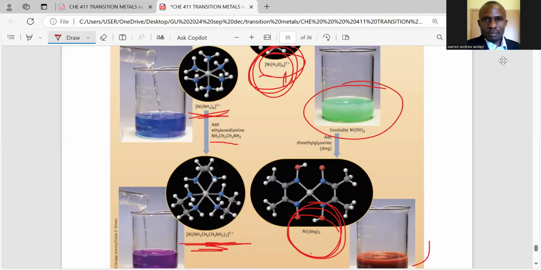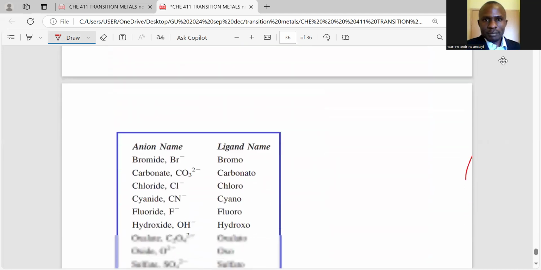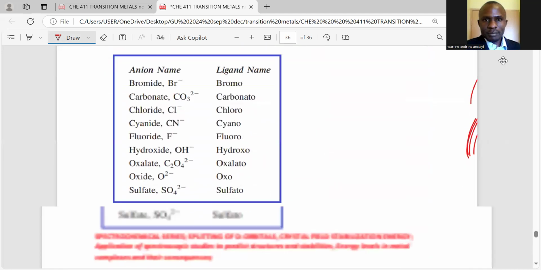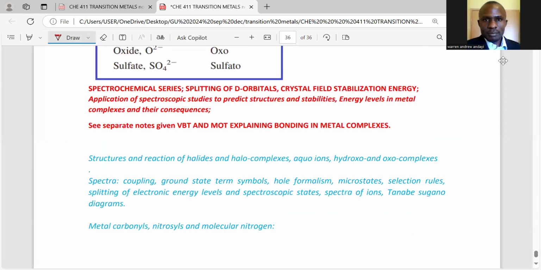You can see I put ammonia, I get blue. I put triethyl amine, I get violet. I put in sodium hydroxide, I still get a green precipitate. I put in dimethyl glyoxime, I get a brown thing. So that is how you can fine-tune transition metal elements or ions for different color applications.